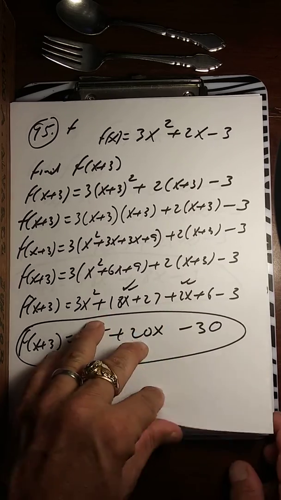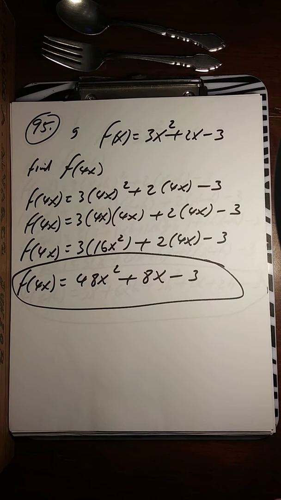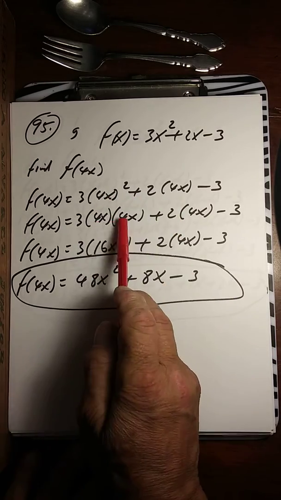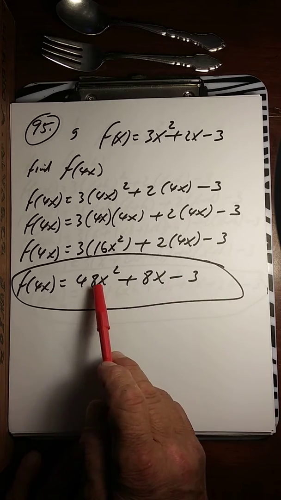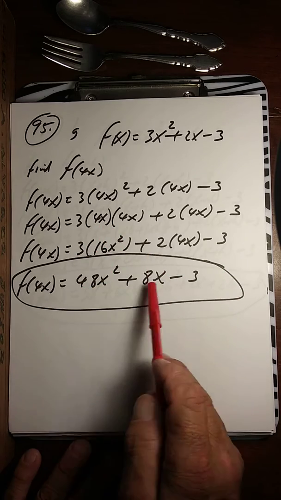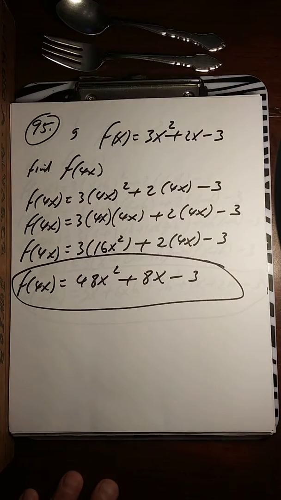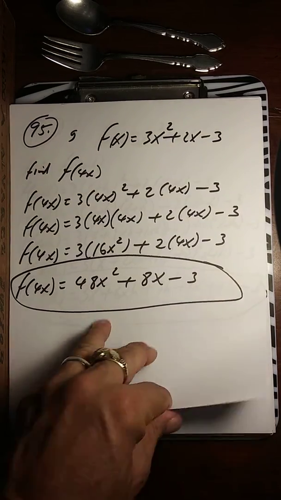30. All right, next one. So we have f of 4x. That means you're going to have to put in 4x there. 4 times that, 16x squared times this, 48x squared. That times 8x minus 3. That's it, I guess. 48x squared plus 8x minus 3. That's all we can do.